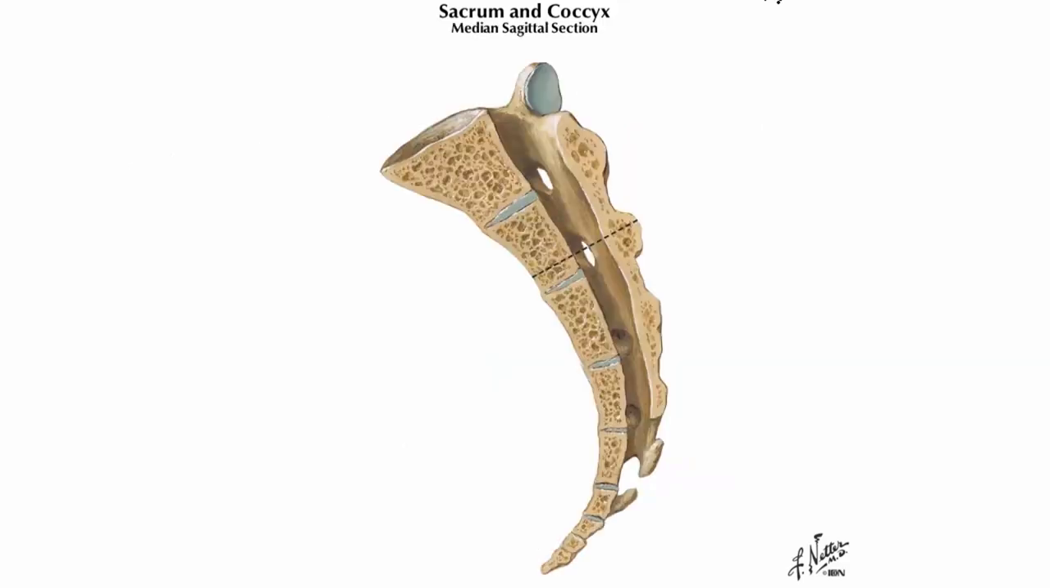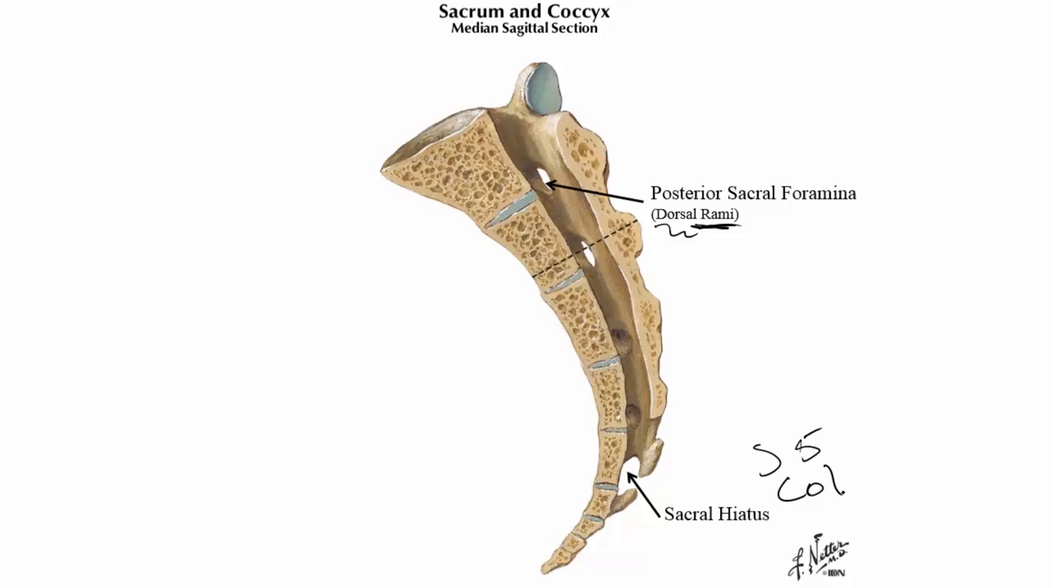This is now a sagittal view, so the left side of the sacrum is cut away, and what we can see there are the posterior sacral foramen. So that's where the posterior or dorsal branch will be coming out. In the inferior aspect of the sacrum, we have the sacral hiatus. Hiatus is an opening, and so there is an opening in the very bottom of the sacrum, and there are a couple of nerves that will exit there. So it'll be for exiting of S5 and the first coccygeal spinal nerve. So CO1 will come out there as well.